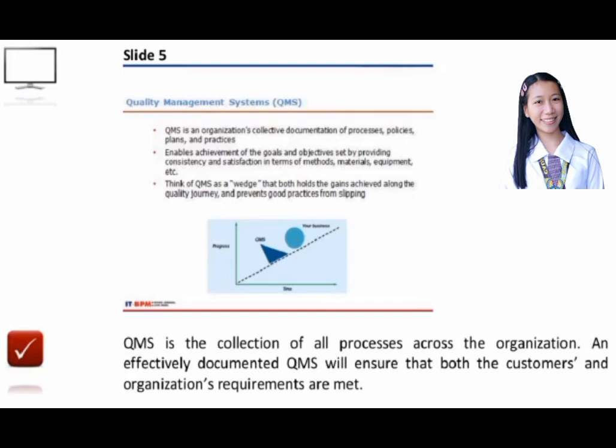Also, quality management system enables an organization to achieve the goals and objectives set out in its policy and strategy. It provides consistency and satisfaction in terms of methods, materials, equipment, and interacts with all activities of the organizations, beginning with the identification of customer requirements and ending with their satisfaction at every transaction interface.